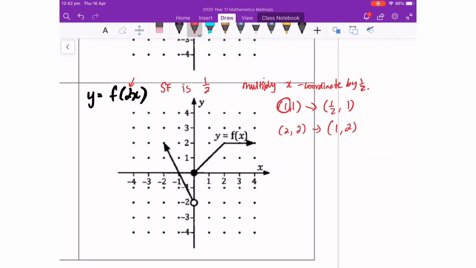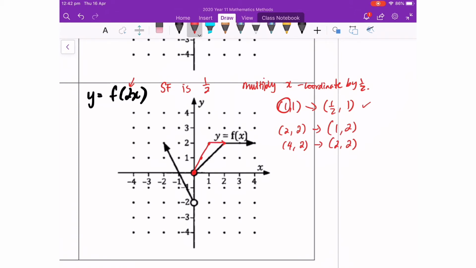So let's have a look. I'm going to plot this one first. (1/2, 1) is going to be somewhere here. Then I'm going to have (1, 2). That's my next spot. Then if I have (4, 2), that's going to end up being (2, 2). So then, like that. Do you see how it's almost like squashed it?